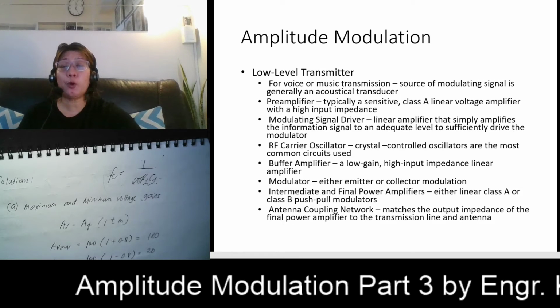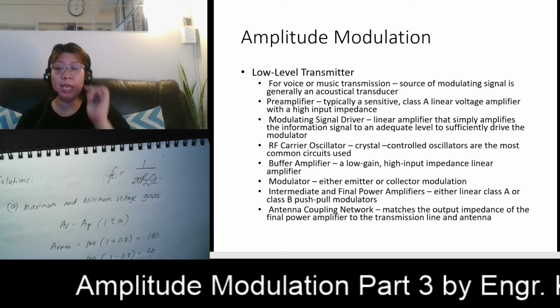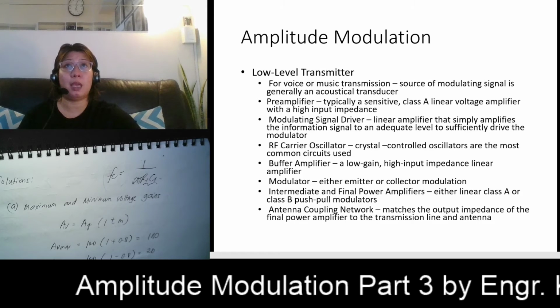And then, of course, your modulator. This is either an emitter or a collector modulator. And then we have intermediate and final power amplifiers, either linear class A or class B push-pull modulators. And then the antenna coupling network. This matches the output impedance of the final power amplifier to the transmission lines and your antenna.